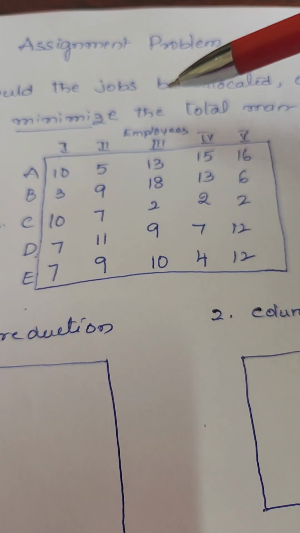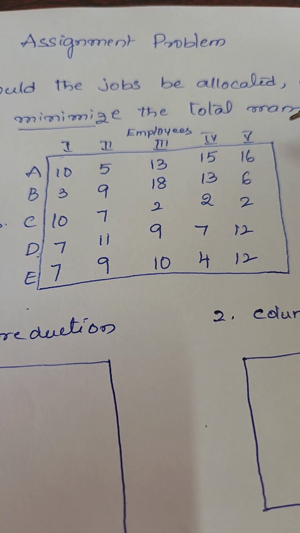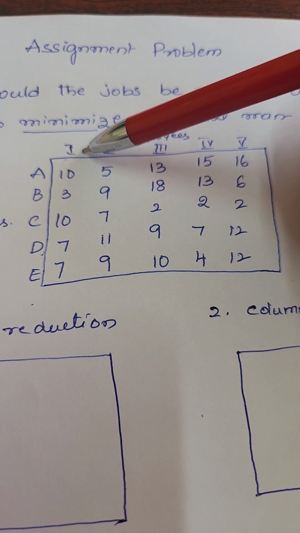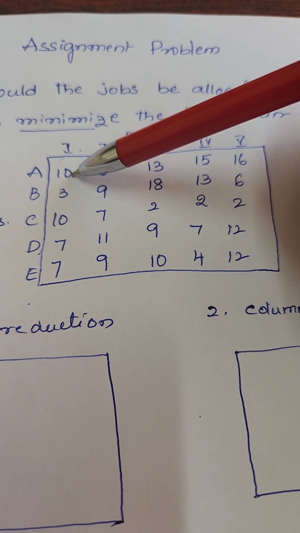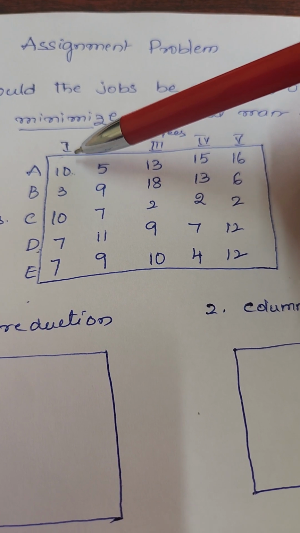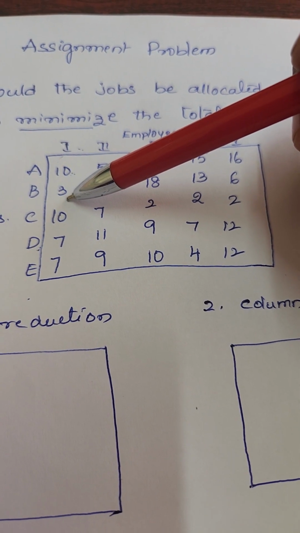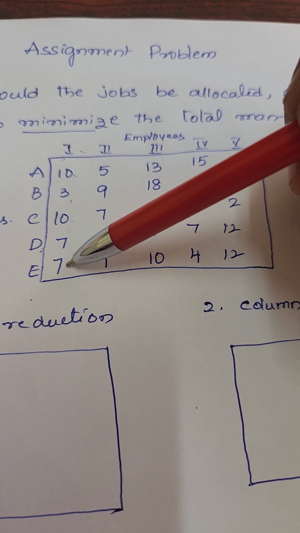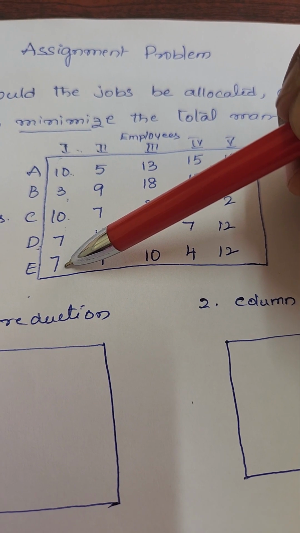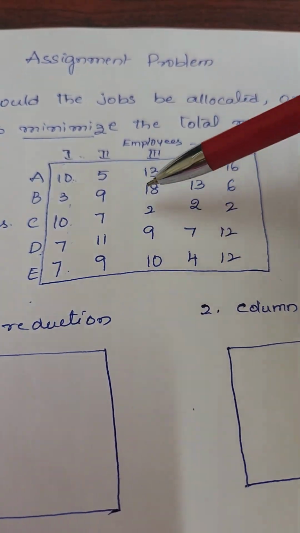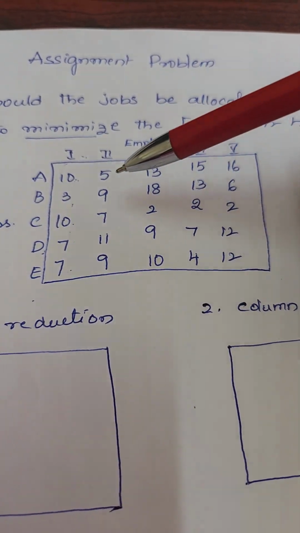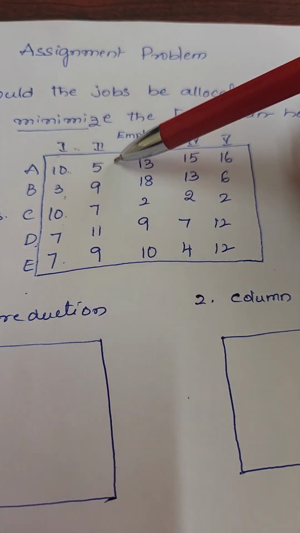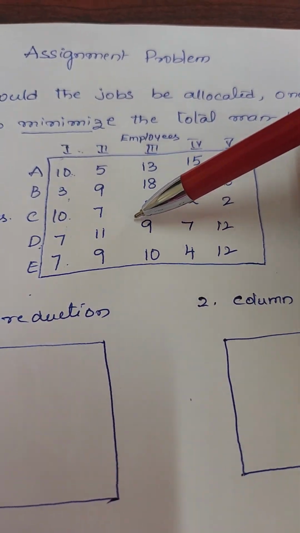A, B, C, D, E are the jobs, and 1, 2, 3, 4, 5 are employees. So, from the given data, employee 1 can finish job A in 10 hours, and job B in 3 hours. Employee 1 can finish job C in 10 hours, job D in 7 hours, and E in 7 hours. Likewise, for all the employees, these are the times given by the problem for the time taken by the employee to finish a job in hours.